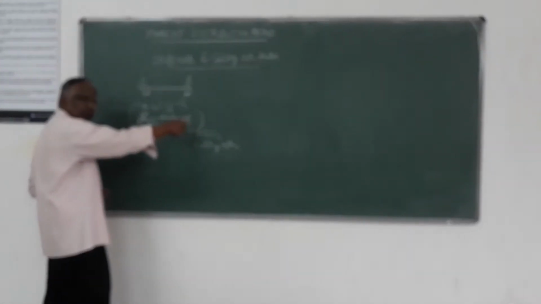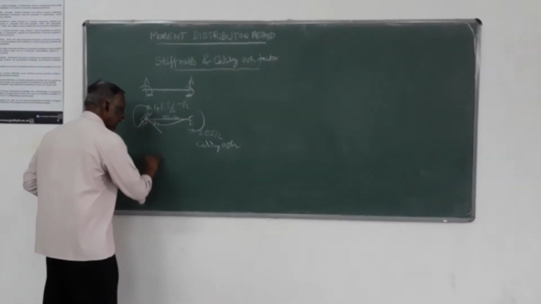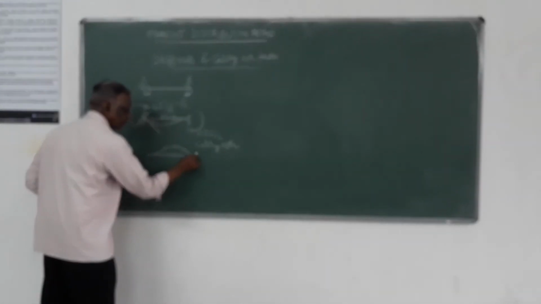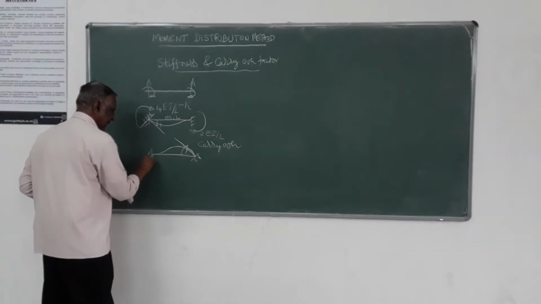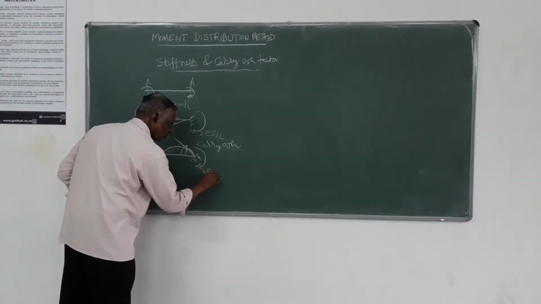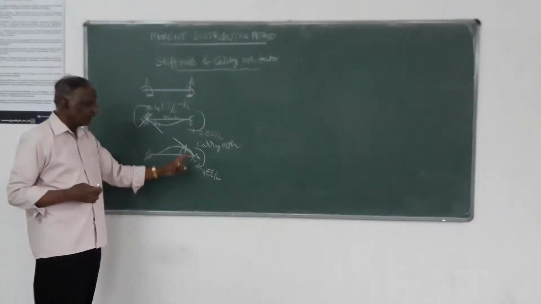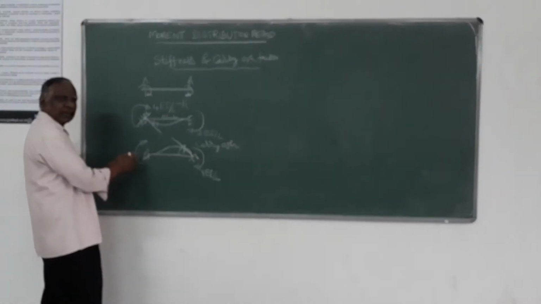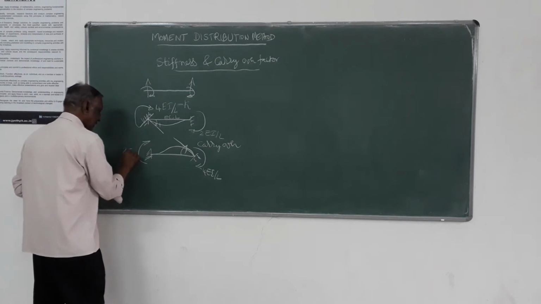At this end, if you give unit displacement with the other end fixed, the force required will be 4EI by L. If you rotate this end by unity, the force will be the same value 4EI by L, because it is the same member, same EI, same L. And here also, half this value is going to develop at the other end.